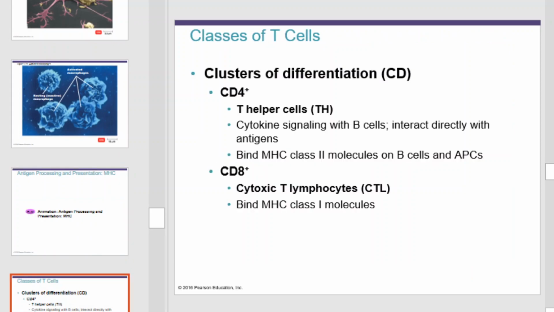Classes of T cells. First, we consider clusters of differentiation, or CDs. CD4 is a T helper cell that produces cytokine signaling with B cells, can interact directly with antigens, and binds to MHC class II molecules on B cells and APCs. CD8 is a cytotoxic T lymphocyte, or CTL, which will bind to MHC class I molecules.